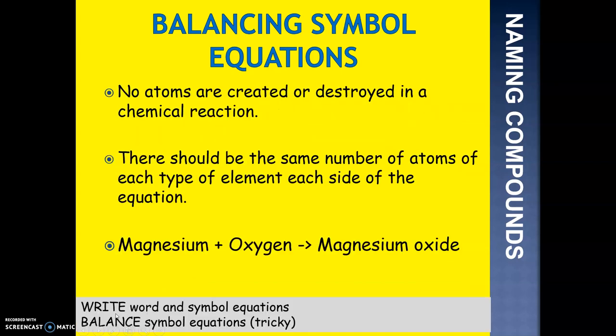Okay. So, no atoms are created or destroyed in a chemical reaction, obviously only rearranged. That is a simple way of describing the conservation of mass. There should be the same number of atoms of each type of element on each side of the equation. So for example, if there's 1 magnesium and 2 oxygens, there should still be 1 magnesium and 2 oxygens when you make the product. It should be 3 atoms on each side. It should always be that. It can't create something out of nothing.